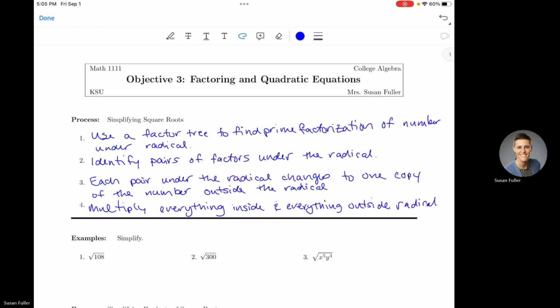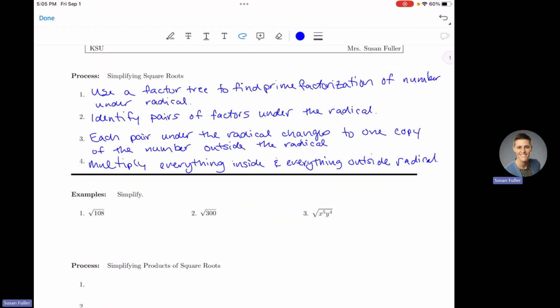Okay, so let's try this. Okay, so let's start with number 1 here. The square root of 108. Okay, so we're going to start with the prime factorization of 108. So I'll do it over here. 108, I need two things that multiply to 108. You can play in your calculator if you'd like to. I know that 9 times 12 gives me 108.